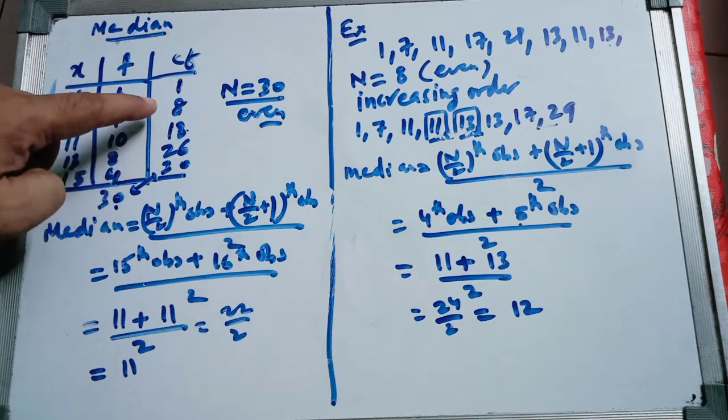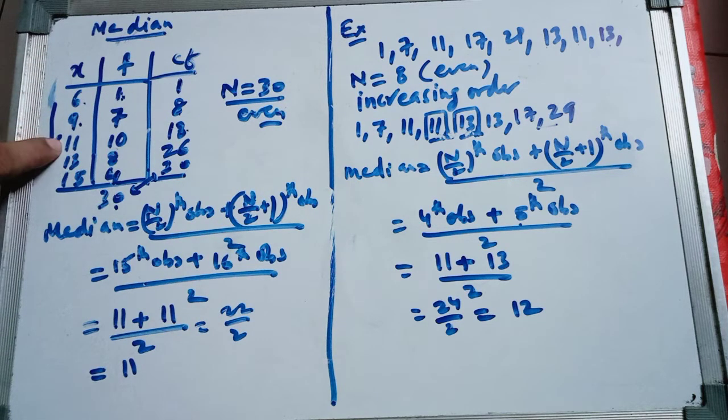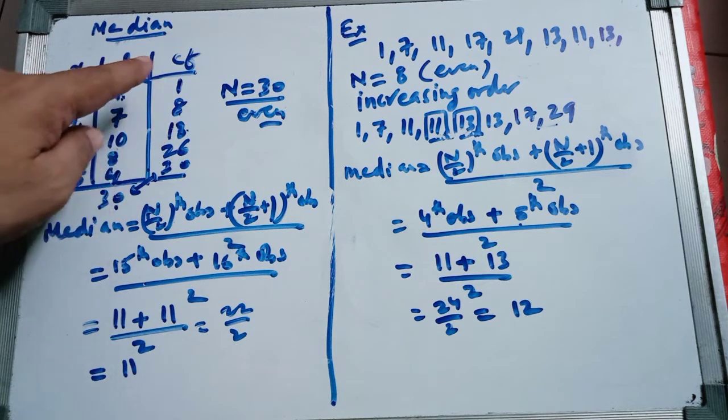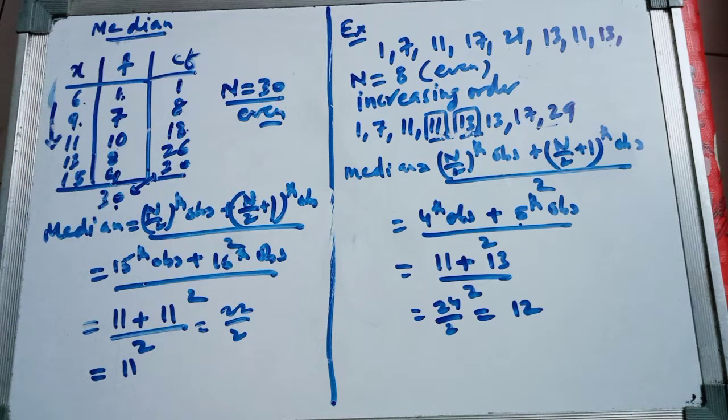So after 8 and up to 18, all numbers are 11. After 6 and up to 9, how many 9s are there? 7. So the total number of observations up to 9 is 8. So it is only this cumulative frequency that is helping us to find the number at that position.